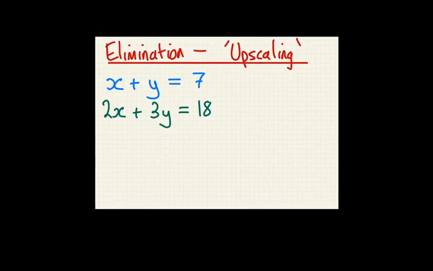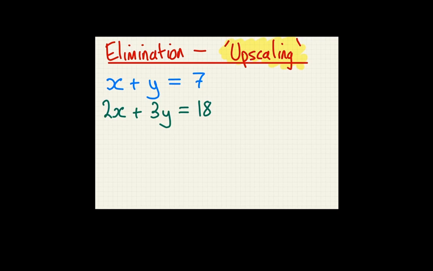Okay, finally, you may get questions where at first glance there's nothing shared. Here we've got 1x and 2x, they're not the same. We've got a y and a 3y, they're not the same. What we can do here is something called upscaling. Upscaling is basically where we multiply one of the equations, the whole thing, by a number so that we have a shared coefficient of x or a shared coefficient of y.